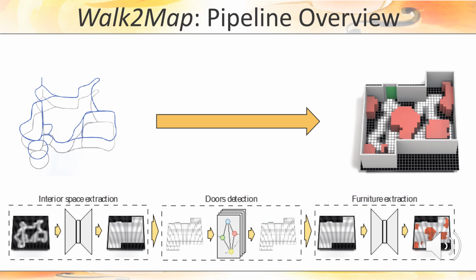Given an input walk trajectory, we project it onto the 2D plane of the floor and run it through the networks, augmenting it with the information extracted by the networks already applied.